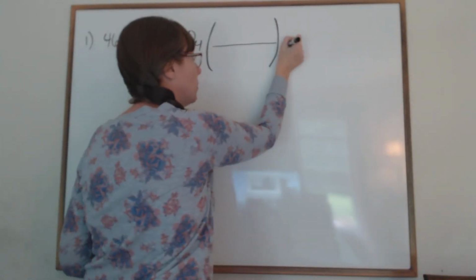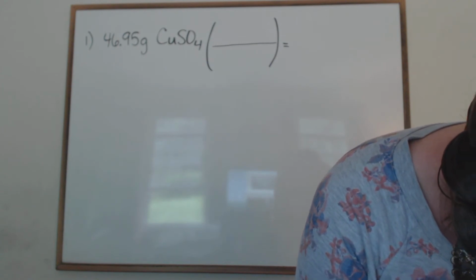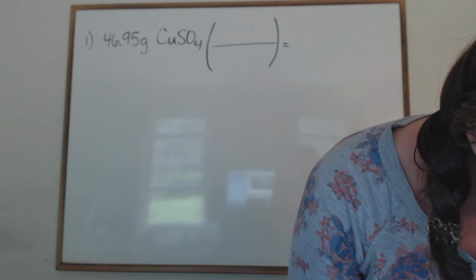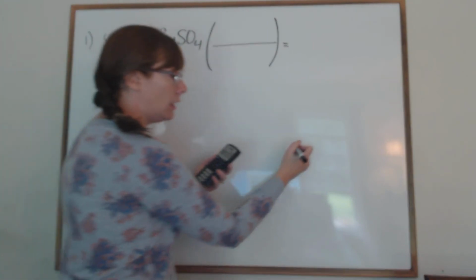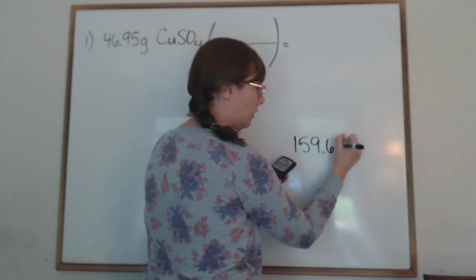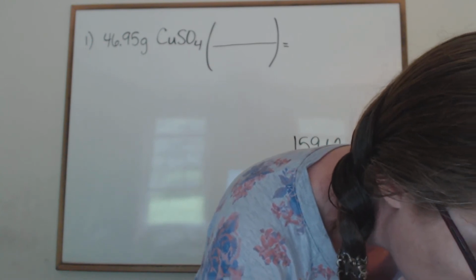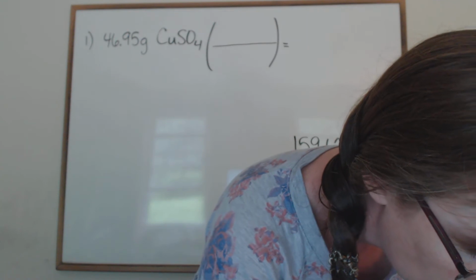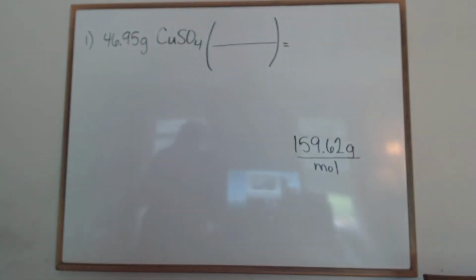All right, and we need the molar mass of CuSO4. So we're going to go to our periodic table and add up a copper, a sulfur, and 4 oxygens. I am getting 159.62 grams per mole. Remember, molar mass is grams per mole. I'm going to check that one more time and make sure that's right. 63.55 plus sulfur, 32.07 plus 4 oxygens is 64.